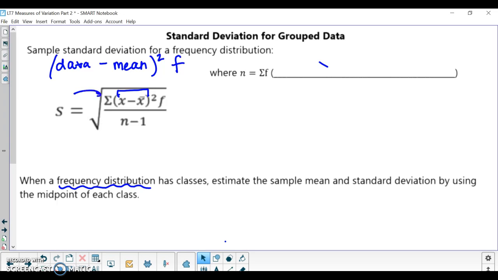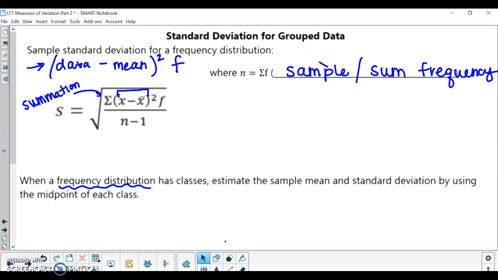Remember, our sigma means our summation. So we're summing up each class's data minus mean squared times the frequency, and then dividing by n minus 1. So n is always our sample size, or the sum of total frequencies.